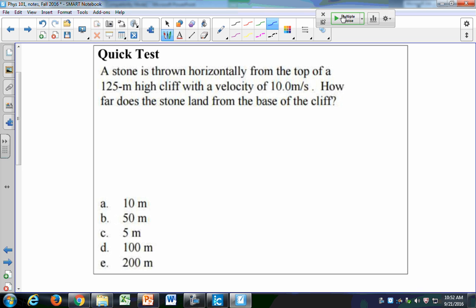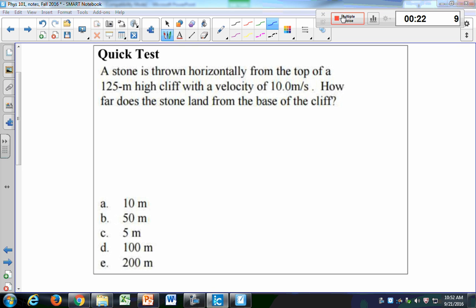All right, a stone is thrown horizontally from the top of a 125-meter high cliff with a velocity of 10 meters per second. How far does the stone land from the base of the cliff? Your first thing will be to find the time. I want to know how far it lands, so I want to know the time when the stone lands at the base of the cliff, down at the bottom.